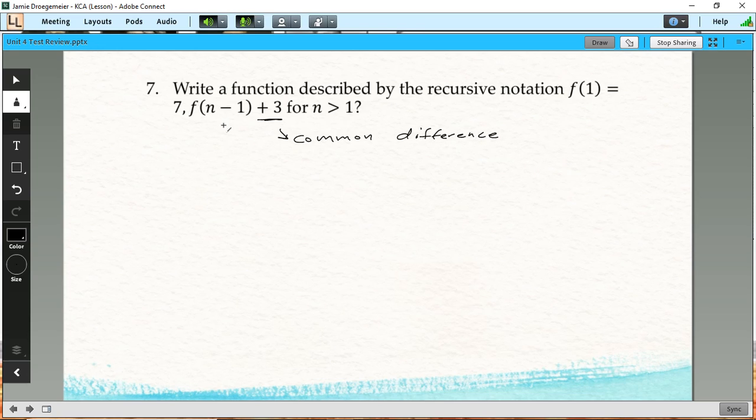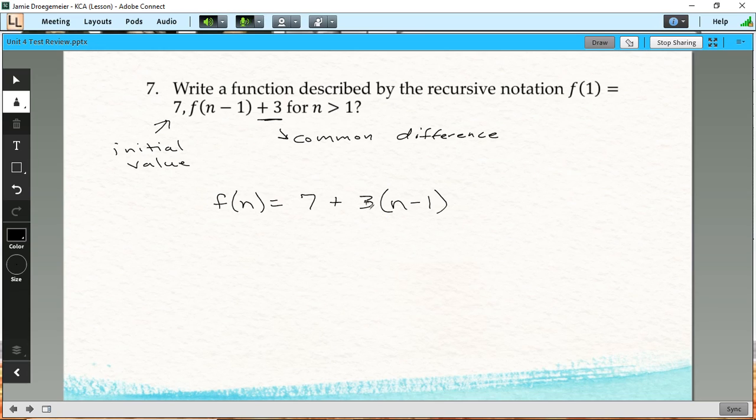So to write an explicit formula, we need to know that common difference, and then we need to know what's our initial value. What do we have for f of 1? Once we have that, then we can write our function. It's always going to be the initial value plus the common difference times n minus 1.